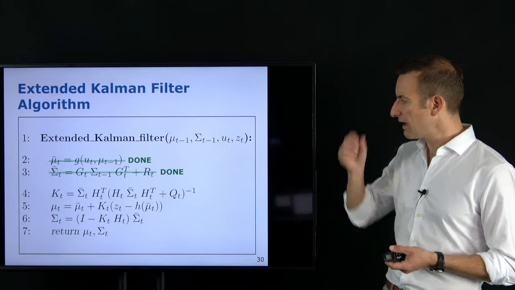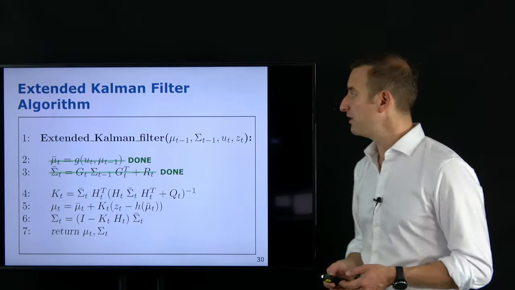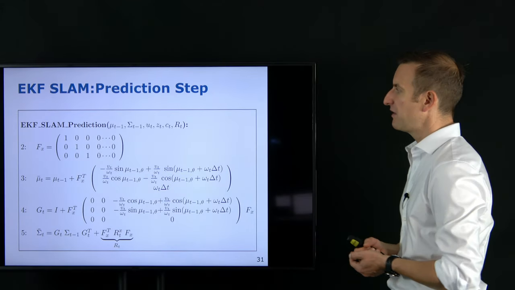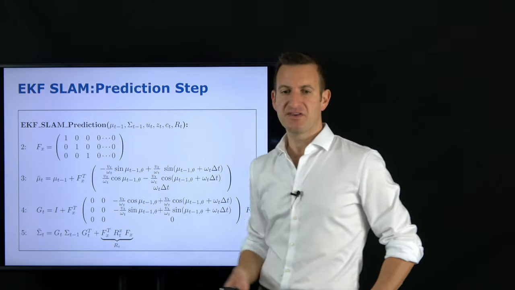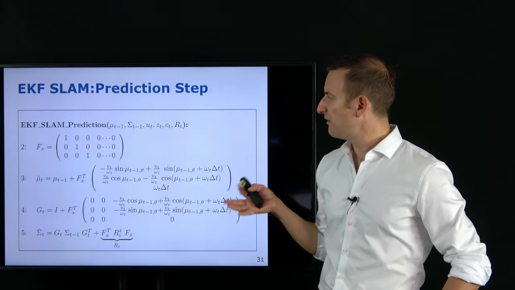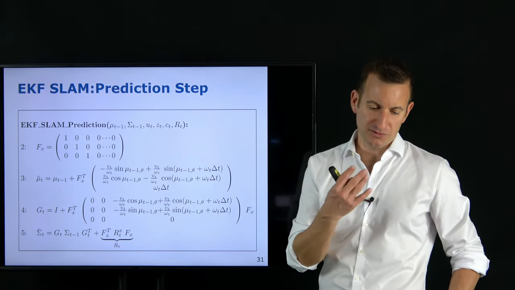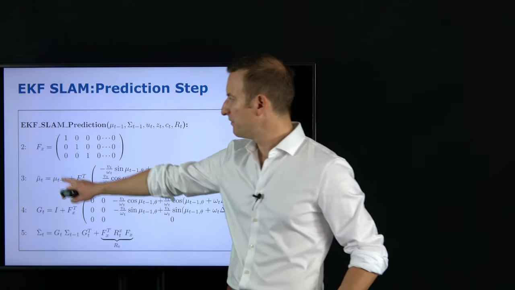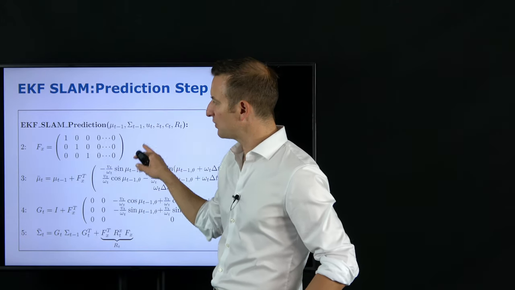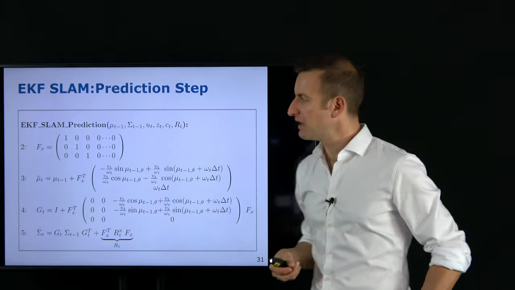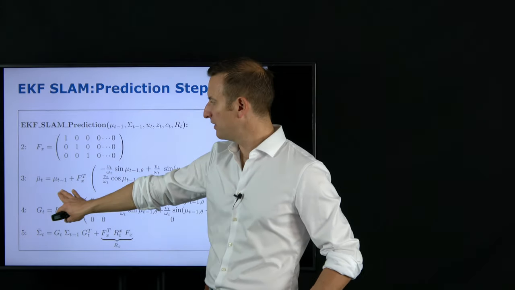So let's look at how that would look in some pseudocode, just executing those two steps. If you would specify the EKF-SLAM prediction step, the first thing we would need to do is specify this matrix F, which performs this mapping from this three-dimensional space into this 3+2n-dimensional space. If we transpose the matrix F and multiply it with a three-dimensional vector, it will take the three-dimensional vector and move it up into this 3+2n-dimensional space. And this exactly happens here for the mean update.